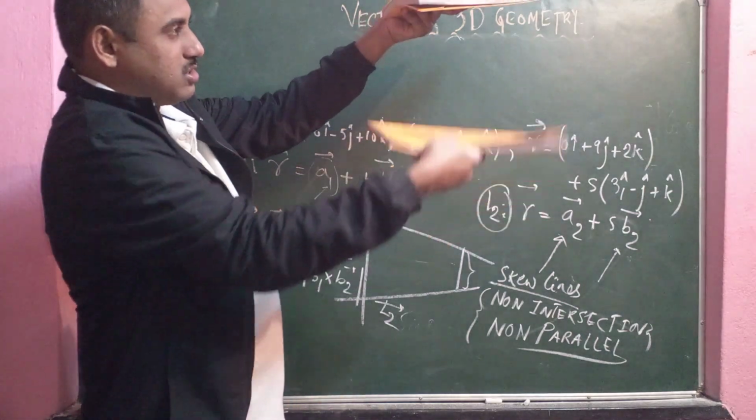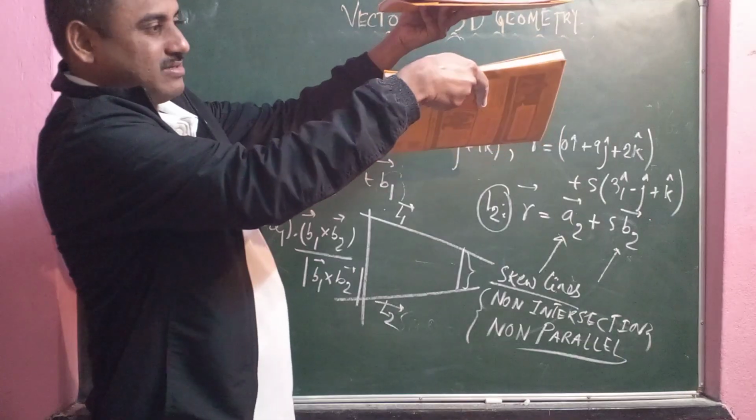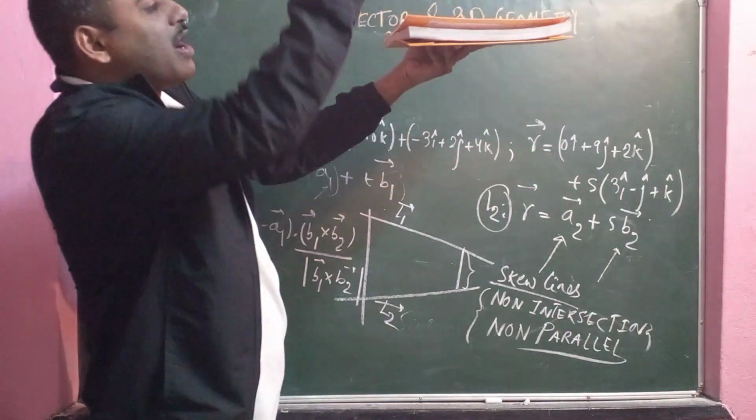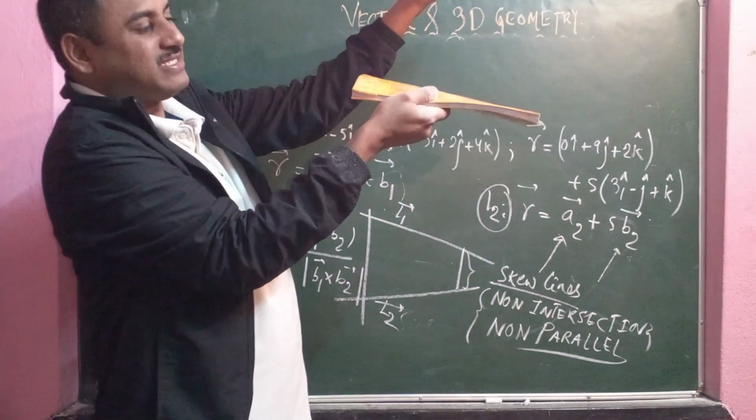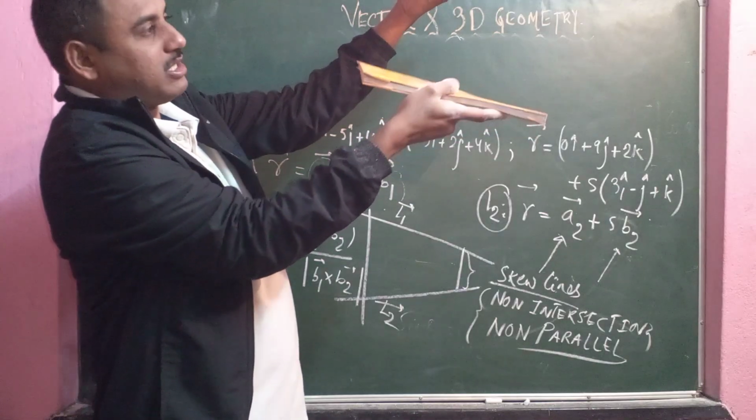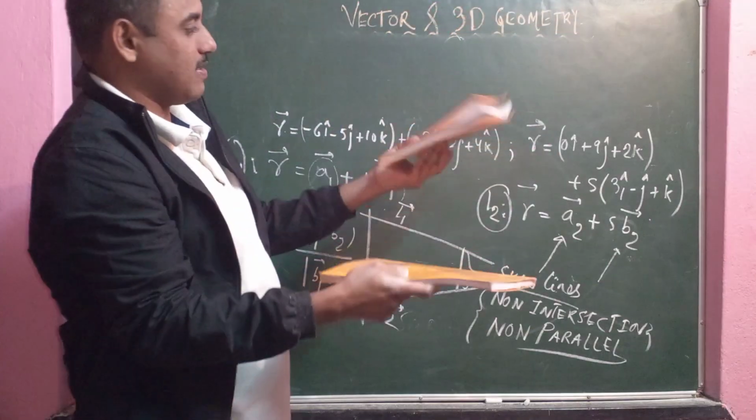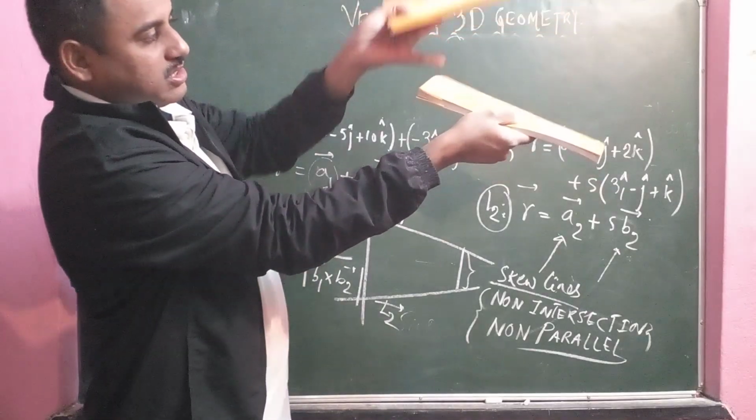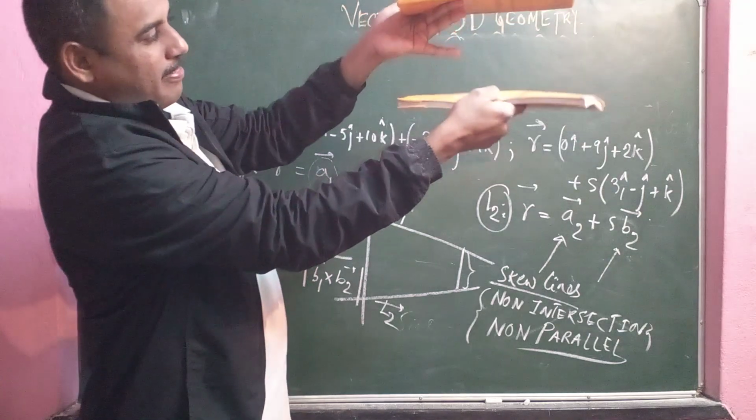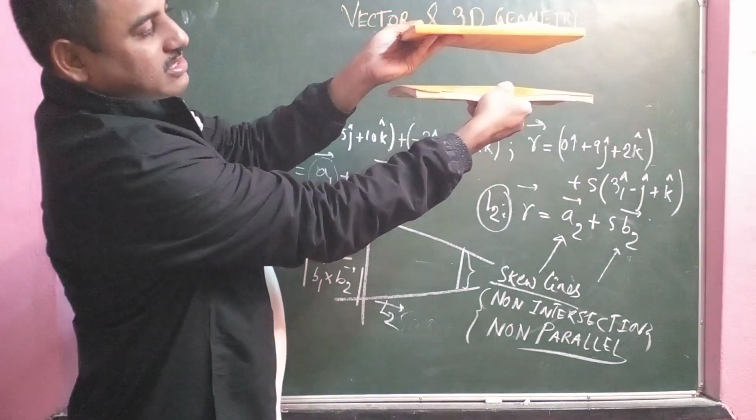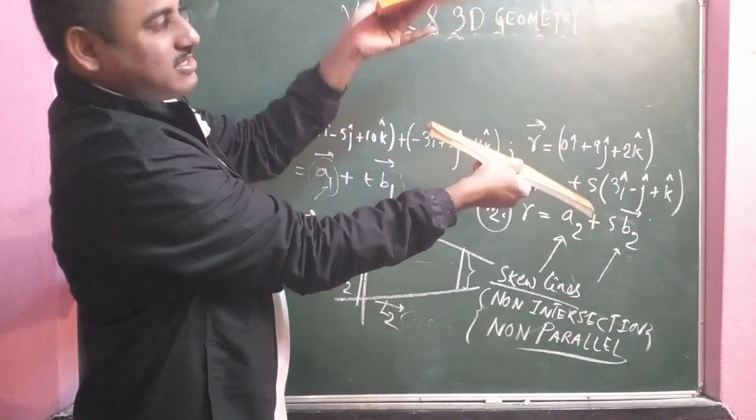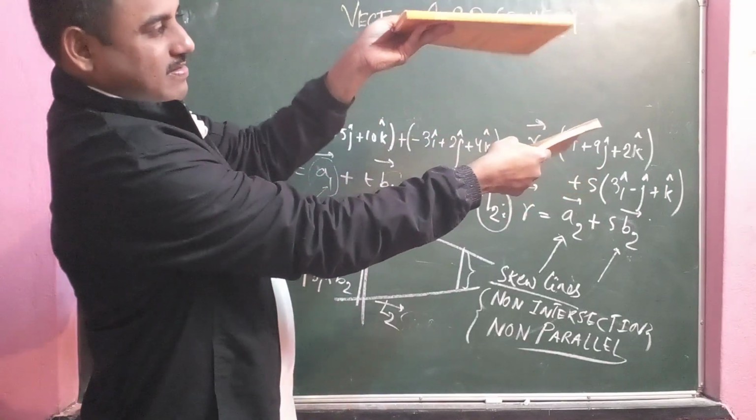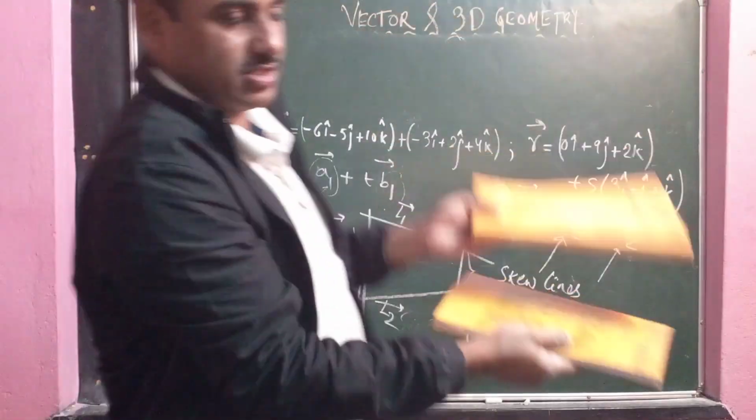Pay attention. Suppose this is one line and this is another line. Suppose one line is on this plane, this book, and another line is on this plane. Ignore the width a little bit. So what will be the perpendicular distance or shortest distance? This part, not this, it's like this. So this will be the shortest distance.